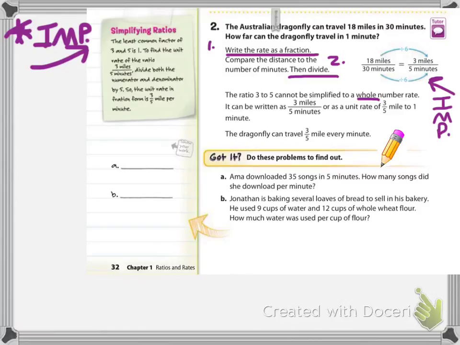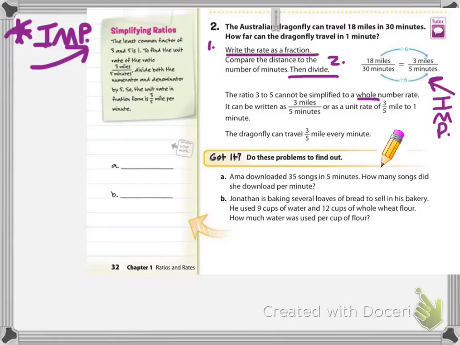Looking at the least common factor, you would find the least common factor to be 1. To find the unit rate of the ratio, and you can see here the information, 3 miles in 5 minutes. Divide both the numerator and the denominator by 5. So the unit rate in the fraction is 3/5 mile per minute. So this goes with example 2.